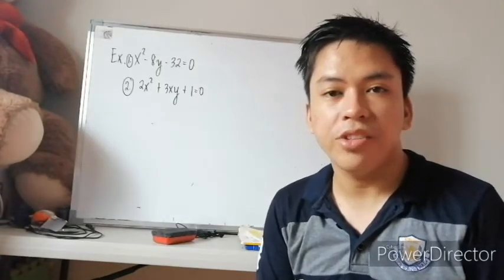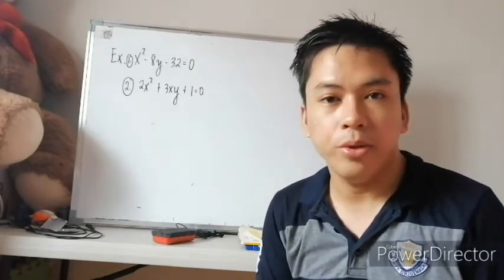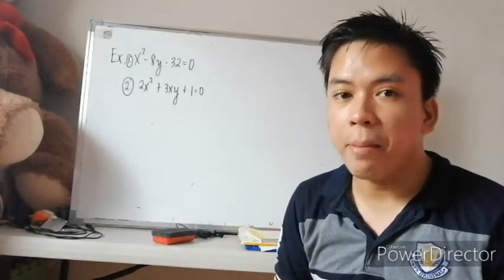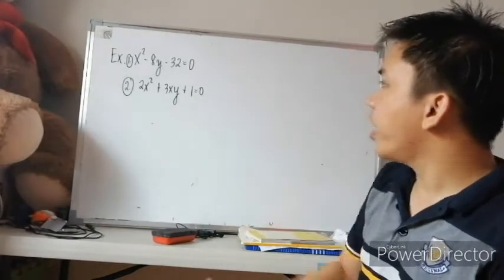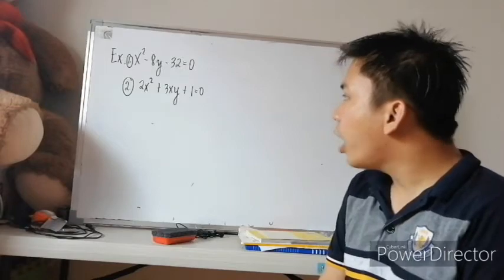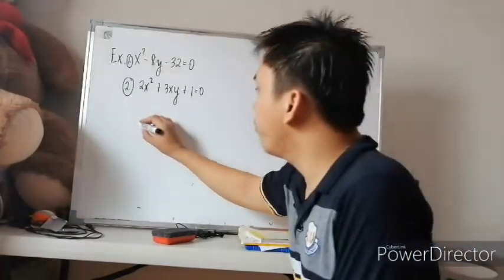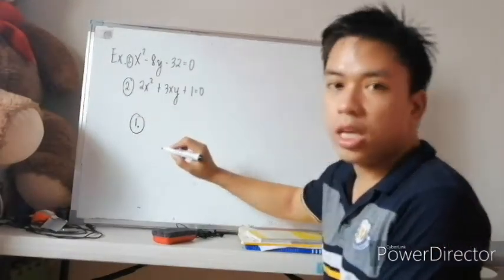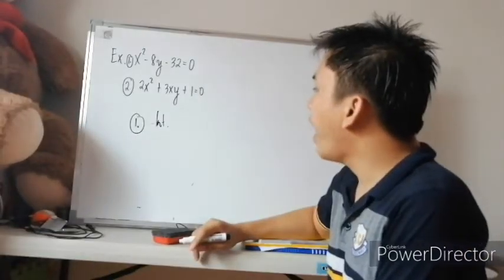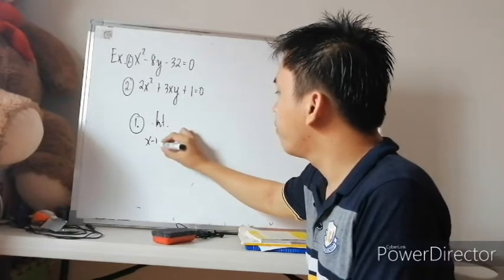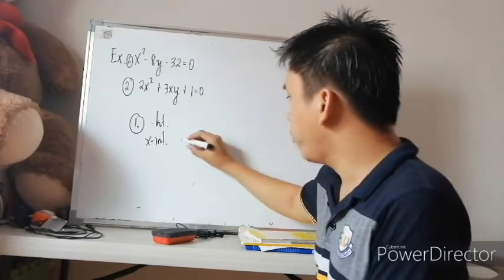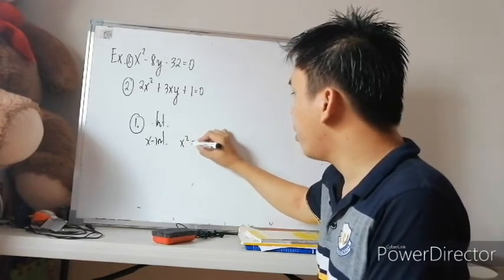Okay, so this time we'll be considering an example at which we will be able to apply what we've learned about symmetry, the intercepts, and the asymptotes. So let's check example 1. We have x squared minus 8y minus 32 equals 0. For number 1, let's check first the intercepts. For the x-intercept, let's assume y equals 0. Therefore we have x squared equals 32.